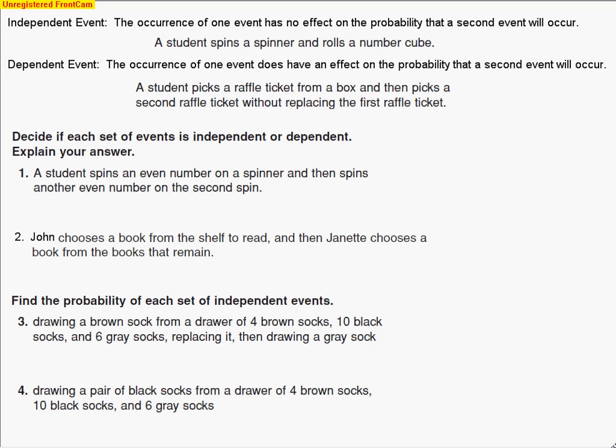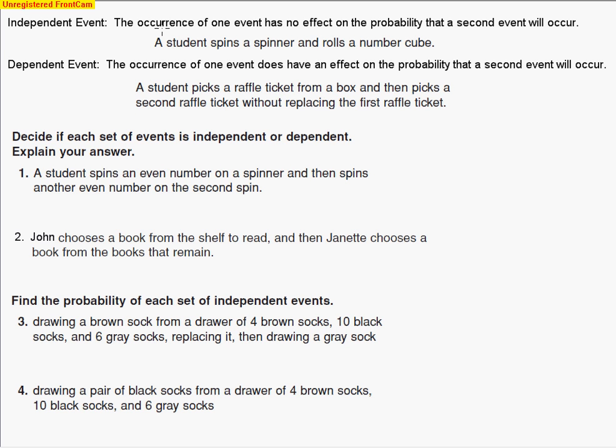This tutorial follows Chapter 8, Section 6, which is titled Independent and Dependent Events. So let's take a look at what an independent event is. Basically, the book tells us it's when the occurrence of one event has no effect on the probability that a second will occur. So I'll give you an example here.